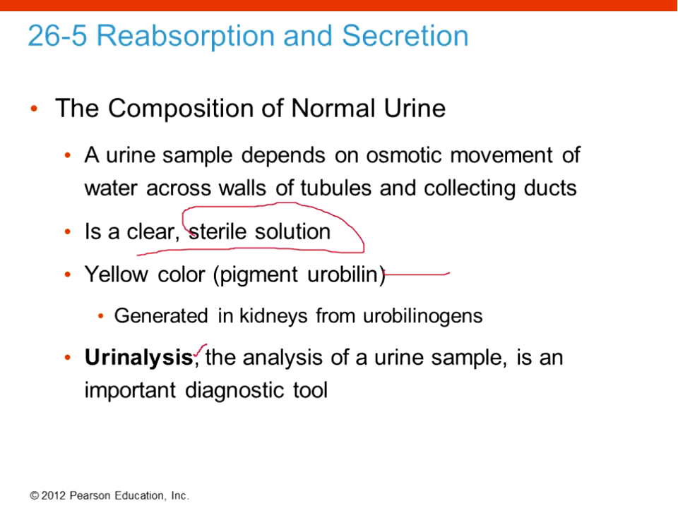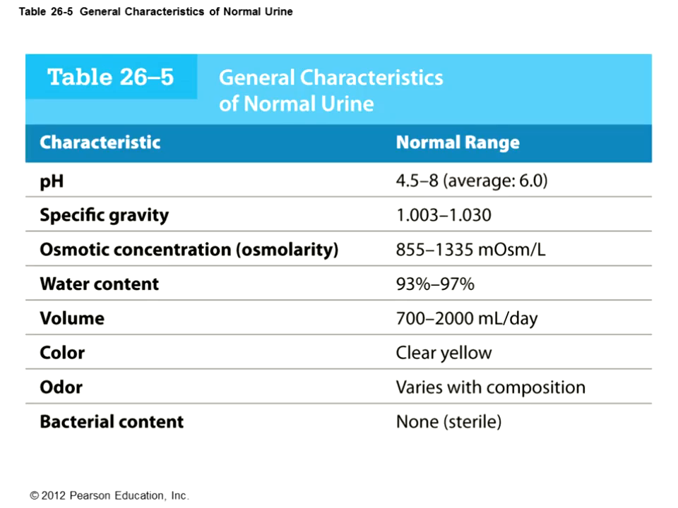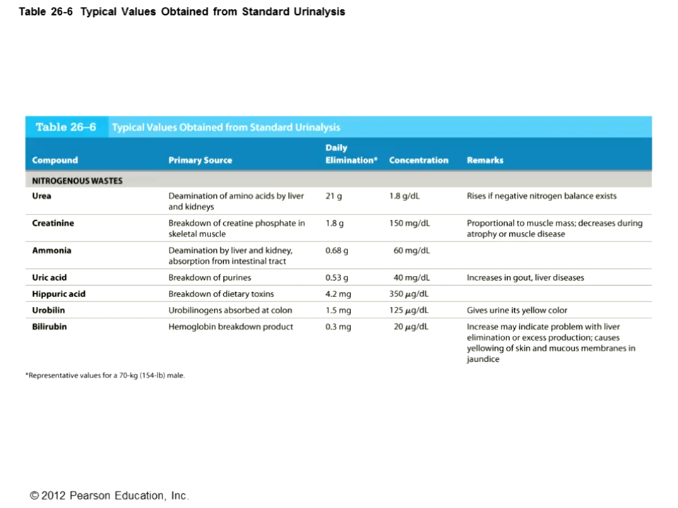And urinalysis can be very useful, right? You can look at a urine sample, and there's all kinds of things in your blood, from hormones to other substances, that are ultimately in the urine that you can look at to get an idea of what's happening inside the body. So urinalysis can be very, very useful. And so here are some of the general characteristics of normal urine, from pH to volume to color, bacterial content, etc.